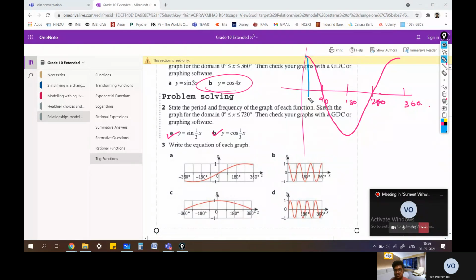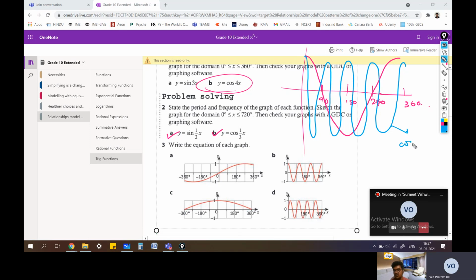That means it will be like this. My bad, I'm not seeing the wavelength like this. Yes. Yeah. So cos 4x, no? Yes or no? Yes. So try this too. Try which one now? The second one, 2B.